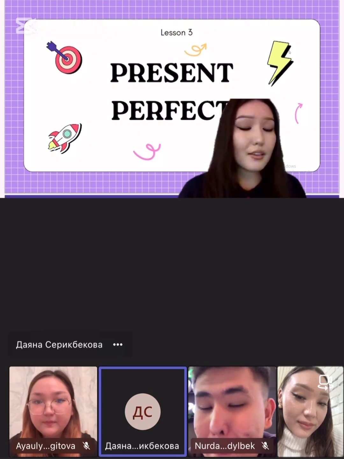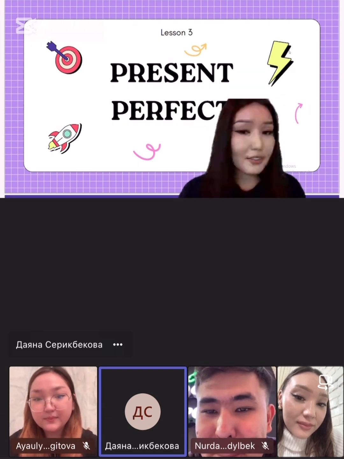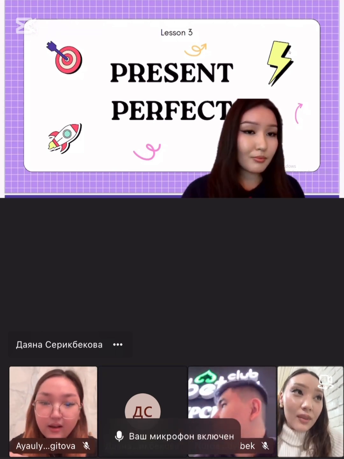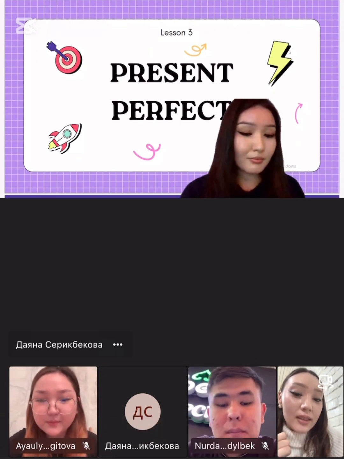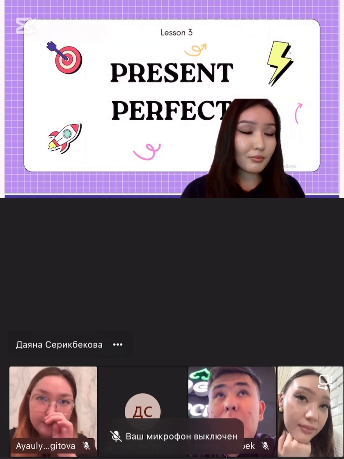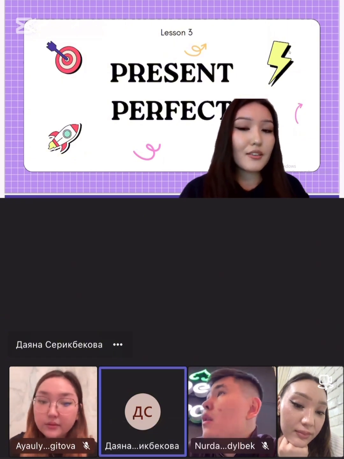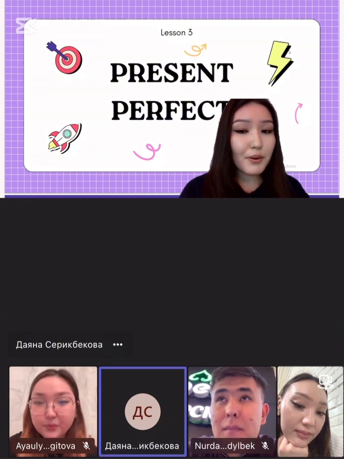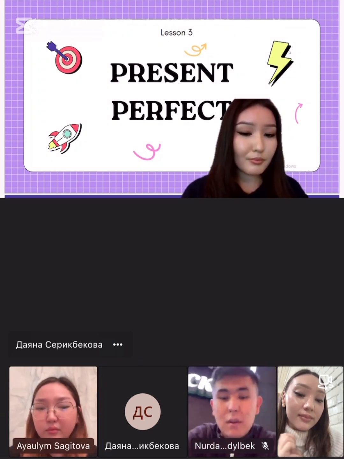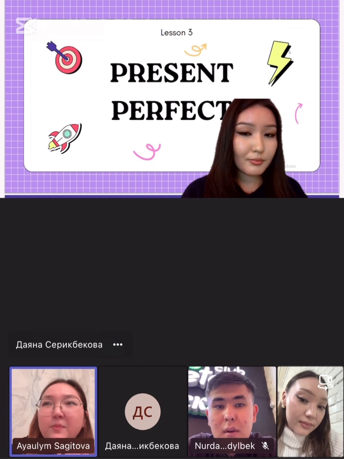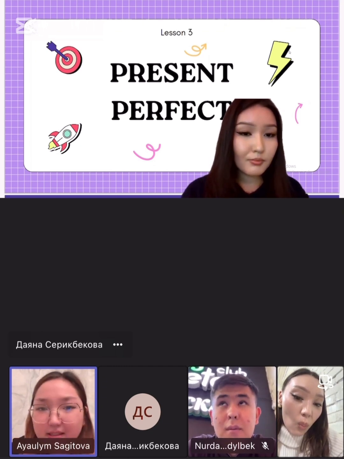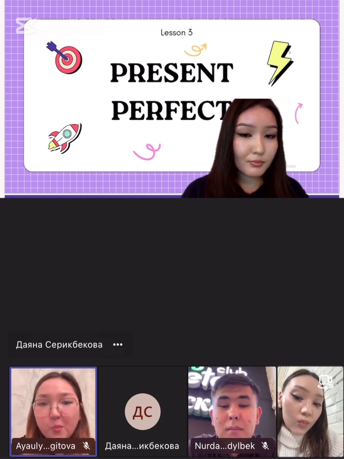You are right. And the first question is, what is the basic structure of the present continuous tense? Basic structure is subject, to be, and verb ing. That's correct. The second question is, how do we form the present continuous tense for negative sentences? Negative form is subject plus to be plus not verb ing.